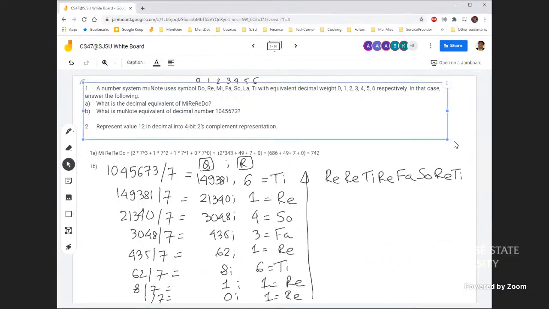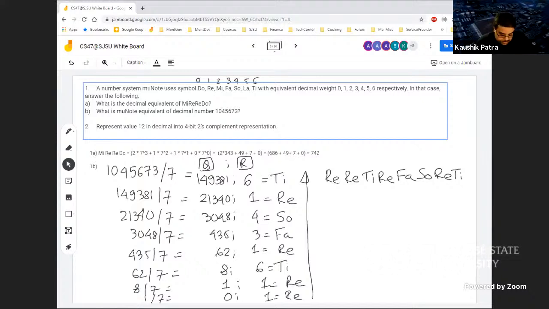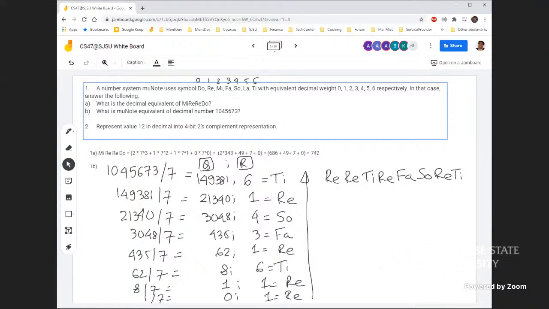Yes, Andrew. I thought that 4-bit 2's complement only goes from +7 to -8 in decimal representation. Exactly, you cannot represent value 12. So that's the answer.